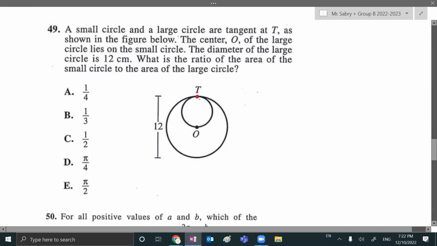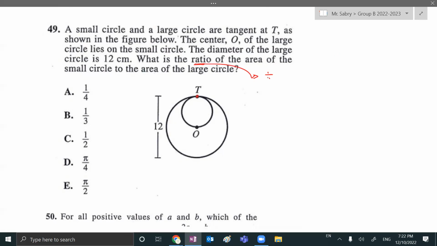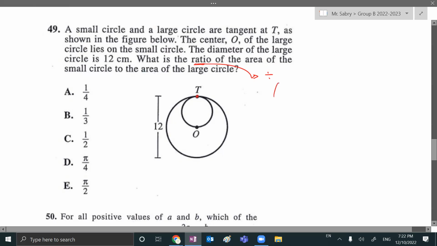So mainly if I need to get the ratio between any two things, it means I'm supposed to divide them. So I need to get the area of the small circle and the area of the large circle and divide them by each other. So again, I just need to get the area of the small divided by the area of the large.